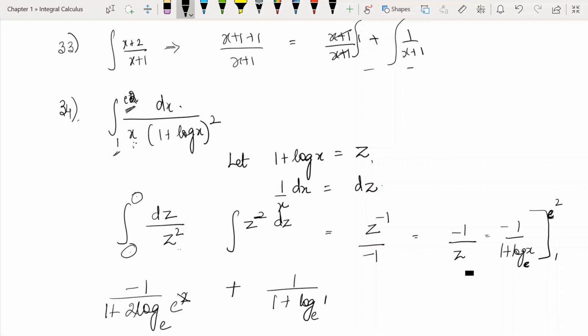We all know the value of log 1 is always 0. So 1 plus 0 will give us only 1 in the denominator. 1 divided by 1 is 1. So this is what we have here for the second term. Now coming to the first term, log e base e is 1. So 1 plus 2 is 3. So what you have is minus 1 by 3 plus 1. So what you get is a positive 2 by 3.